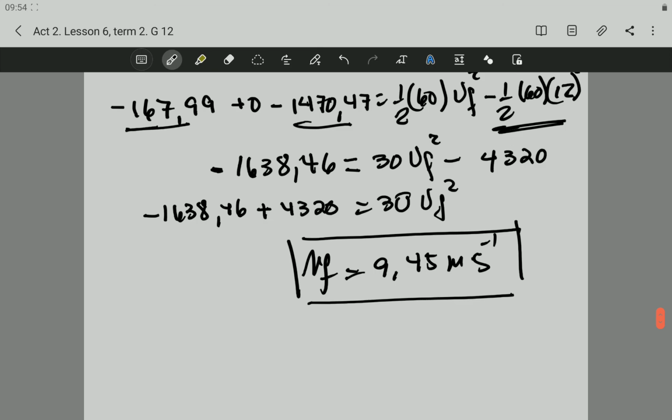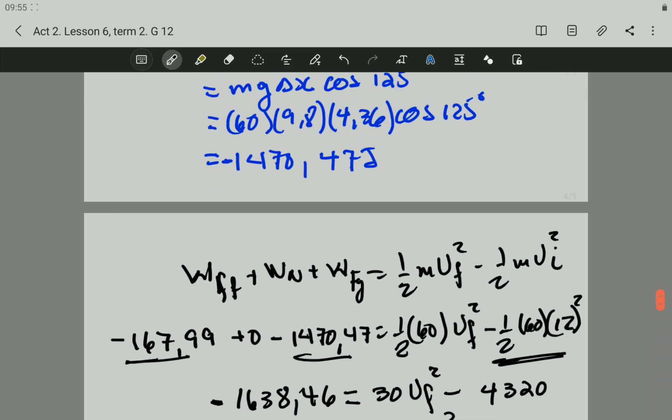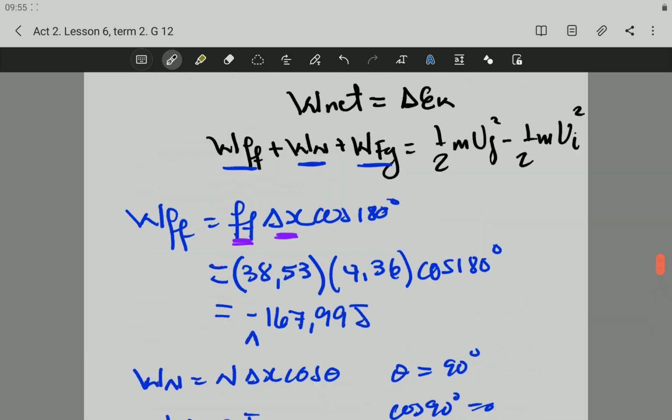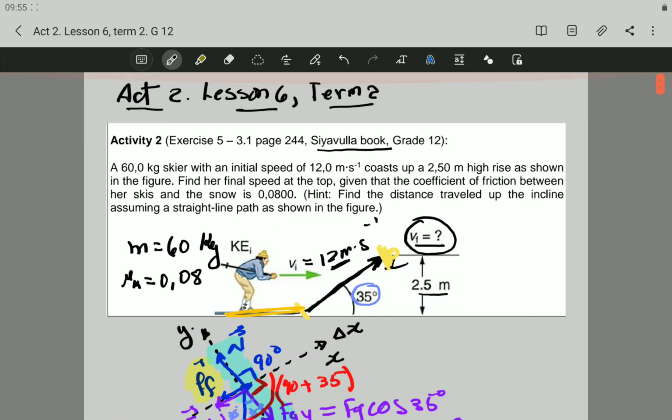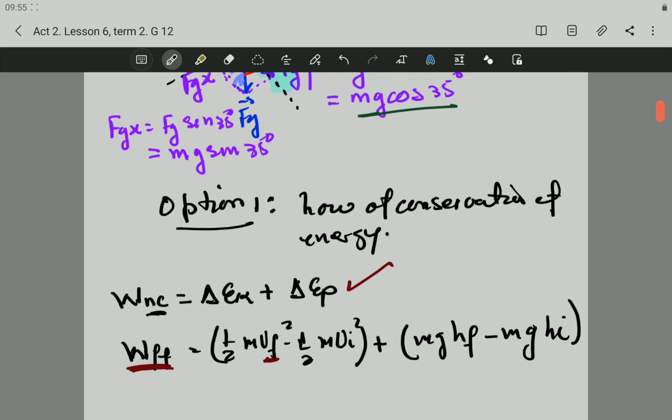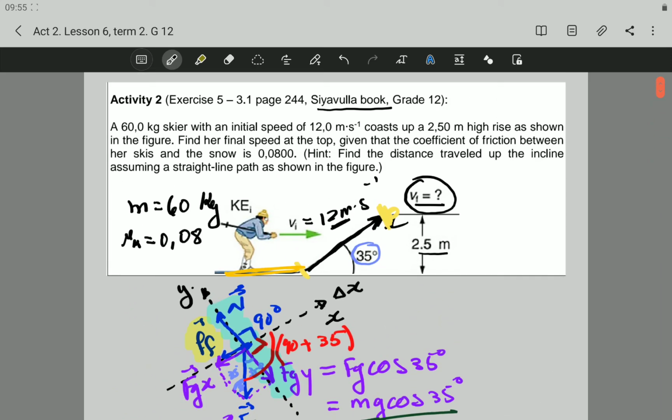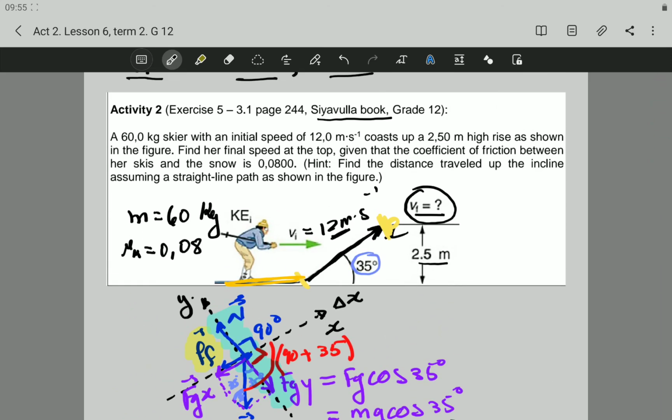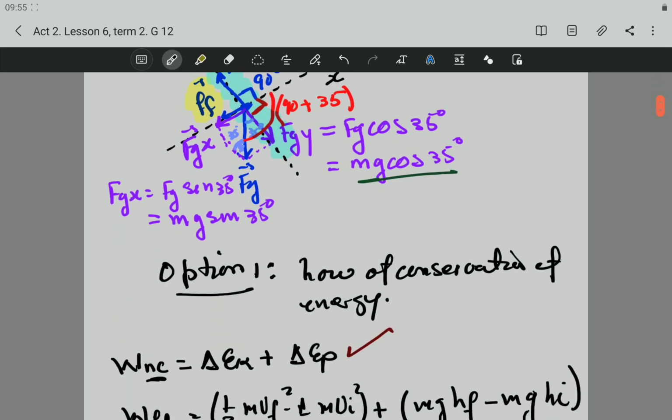Now, you may ask, why are we doing both options? When you're writing an exam, sometimes the question asks you to use one of the two options. It doesn't give you the option to select. For example, they may say, find the final speed at the top using the work energy theorem, and therefore you are not allowed to use the first option. Or they may say, find the final speed at the top using the law of conservation of energy, and you are not allowed to use the work energy theorem. So it is useful to learn both options.